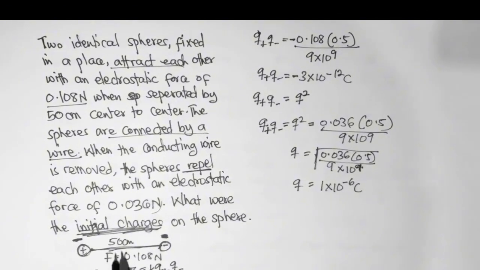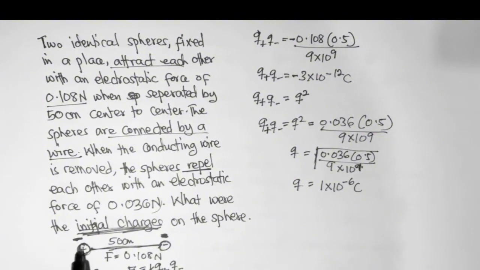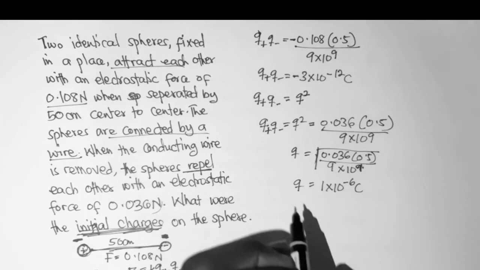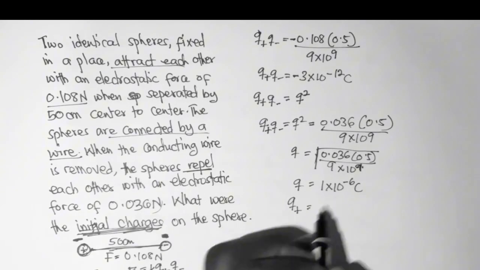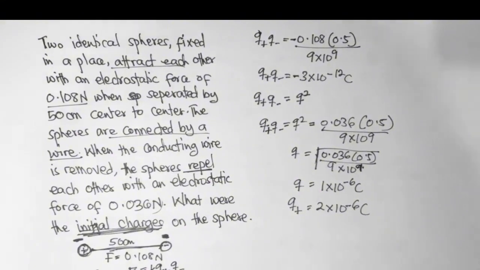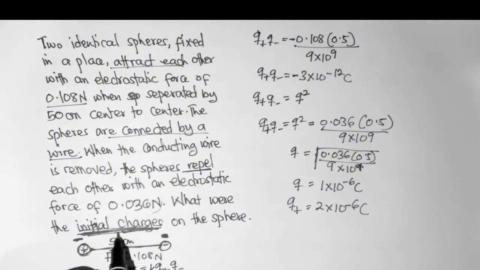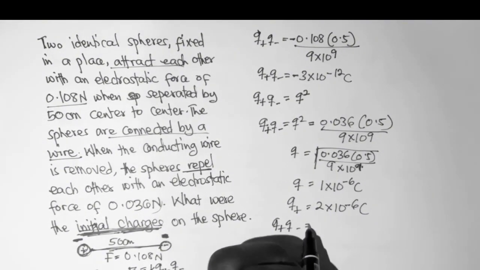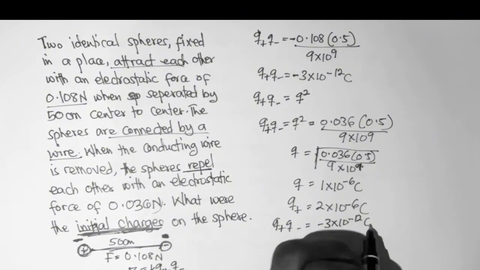coulombs. Nonetheless, remember that there was already charges on the Q plus before charges flowed from Q minus to the Q plus. So therefore, Q plus in this case is just going to be twice of this Q. So 2 times 10 exponent minus 6 coulombs. But the question says that we should find the initial charges that were on the spheres. But we know that Q plus times Q minus is equal to minus 3 times 10 exponent minus 12 coulombs.